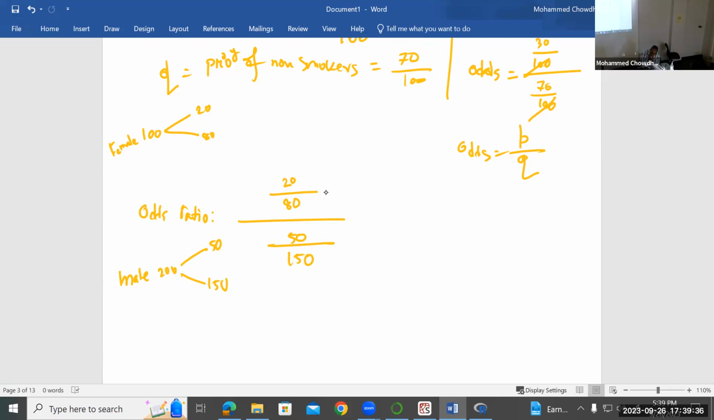This is the female odds of smoker, and that is the male odds of smoker. So you are finding the odds ratio. This is what is known as the odds ratio. Clear, right? Odds and odds ratio. The odds ratio is compared between two groups. Okay.